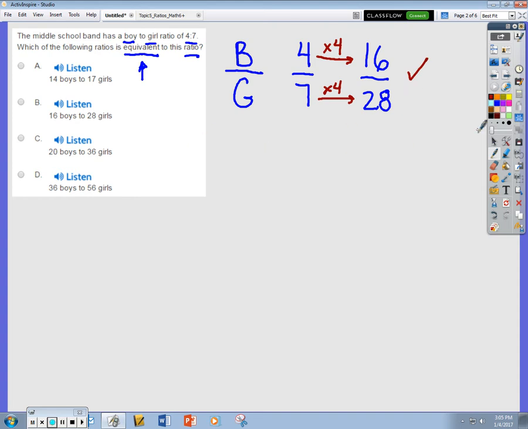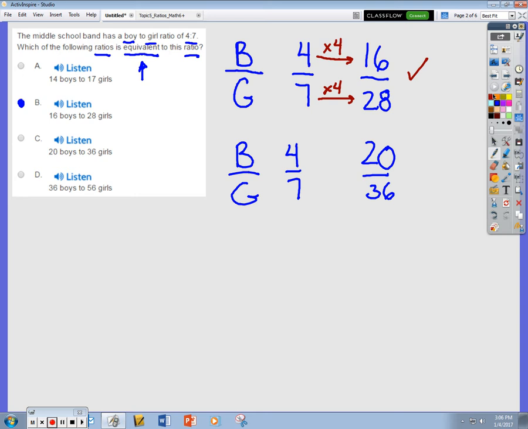Now, I'm going to go through the other answers just in case, because sometimes it says select which of the following ratios, so I don't know if there's one answer possibly right or 2. I'm going to go back to boys to girls. I already know that B does work. I'm going to rewrite 4 to 7 again. Let's go to the second one now. They say 20 to 36.